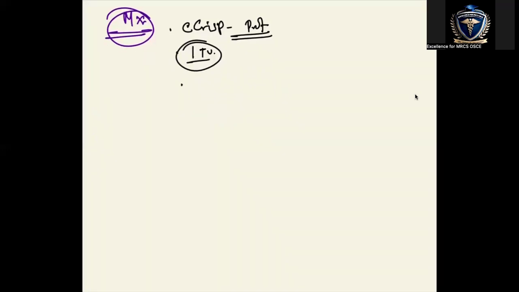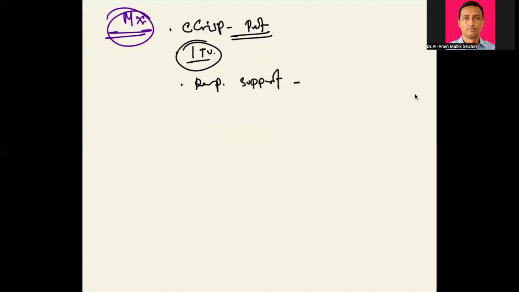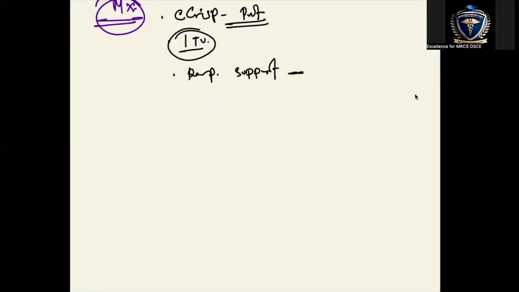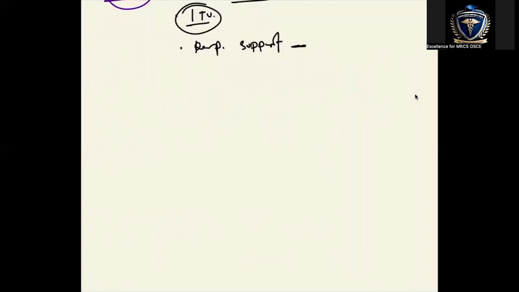ARDS patients are treated depending mainly on four factors. At first, respiratory failure is the main problem, so our main concern is respiratory support. Some types of ventilatory support are added here.